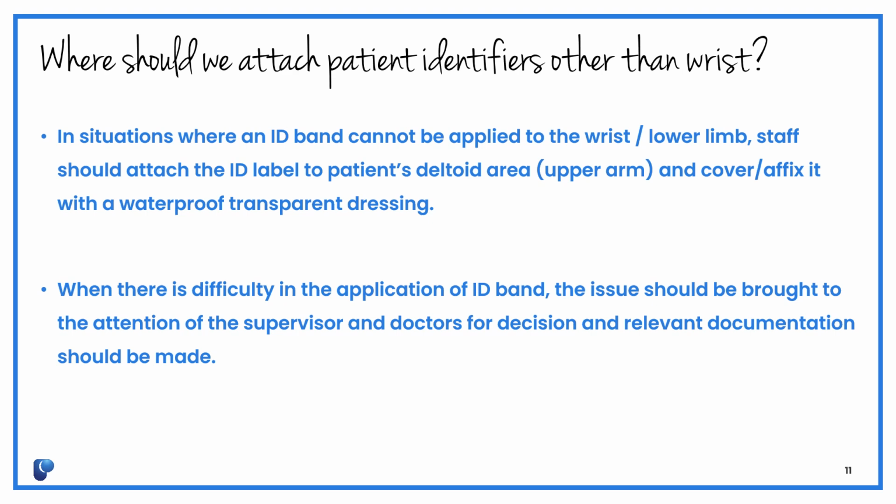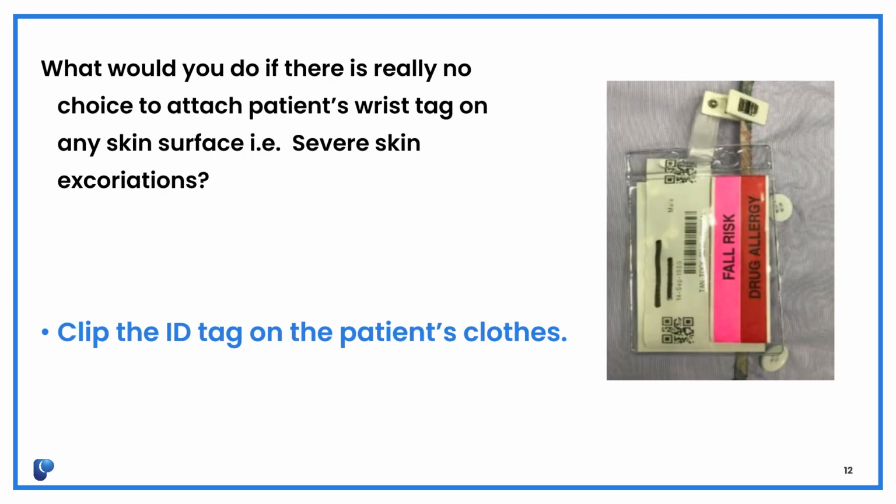Or if you have difficulties applying the ID band, you need to inform your supervisor and the doctors to come to a decision on where to place it and whether documentation should be made. If there's really no other place where you can put the patient's wrist tag, you can put it on the patient's clothes. Again, it needs to be clipped, securely fastened, and relevant documentation should be done and agreed with your nursing supervisor and the doctor in charge.